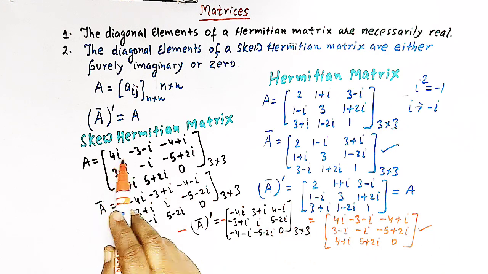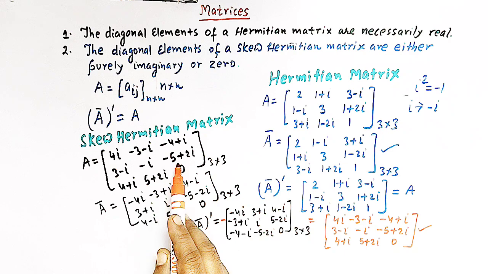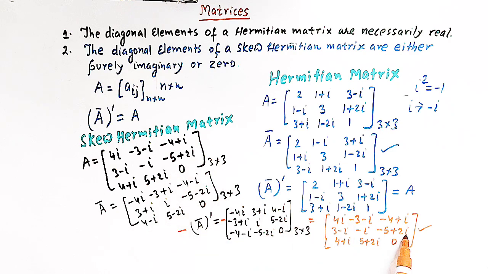Here we have 4i, minus 3 minus i, minus 4 plus i, then we have 3 minus i, minus 5 plus 2i, 4 plus i, 5 plus 2i, and 0. So this is equal to our matrix A.